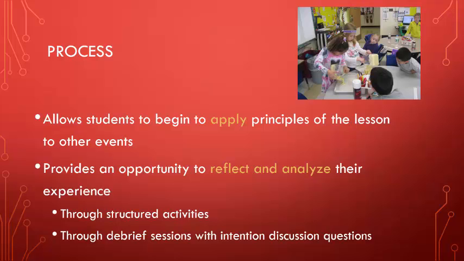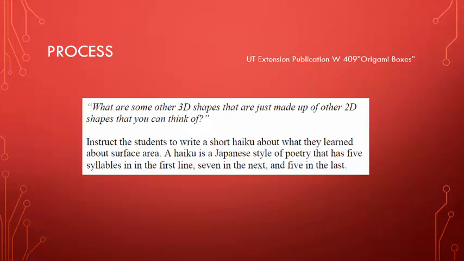Again, this can be done through both structured activities or through discussion and debriefing with the kiddos with some very focused, intentional discussion questions. The origami box example here is getting kids to recognize that the origami shapes they've created are 3D shapes, right? And that 3D shapes are comprised of 2D shapes added together. So if I add 6 squares together, I can create a cube, right? A 2D circle in 3D is a sphere.